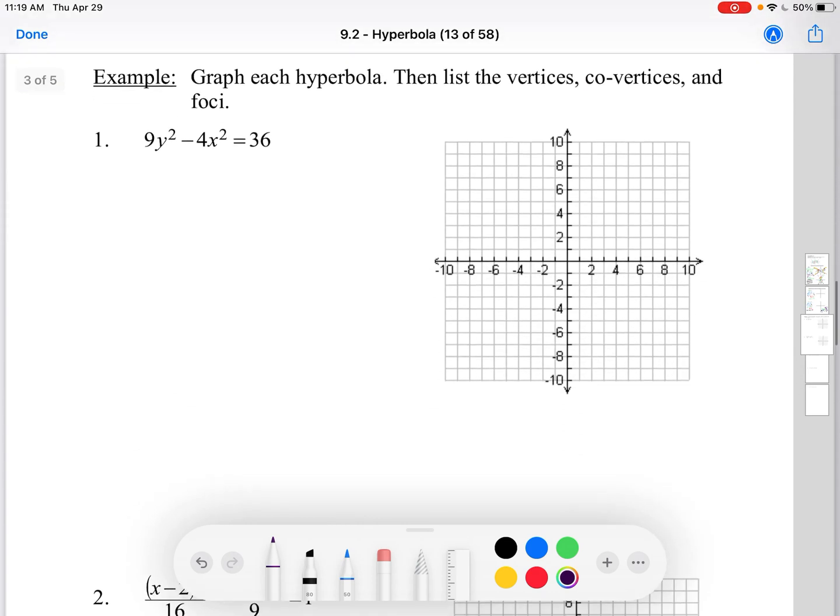So let's try some examples. Taking a look at question 1, it wants us to graph it for sure and list my vertices, co-vertices, and foci. I am also going to add in those directions that we want to also list our asymptotes.